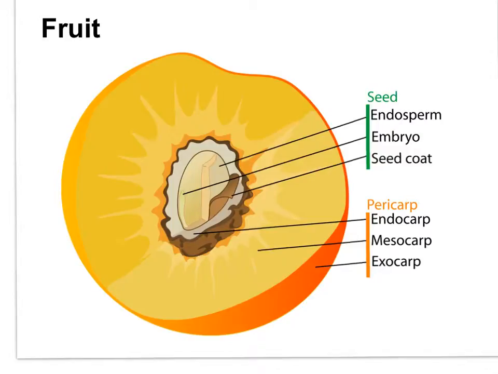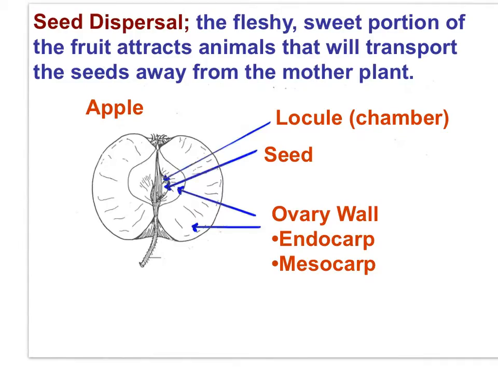Now, the relationship between the animal that moves the seed and the plant is a mutualistic relationship. The plant achieves seed dispersal while the animal receives food. In this diagram, we have an apple fruit, and the fleshy, sweet portion of the fruit attracts animals that will transport the seeds away from the mother plant. This ensures that the young plant growing from the seed will not compete with the larger mother plant for resources.